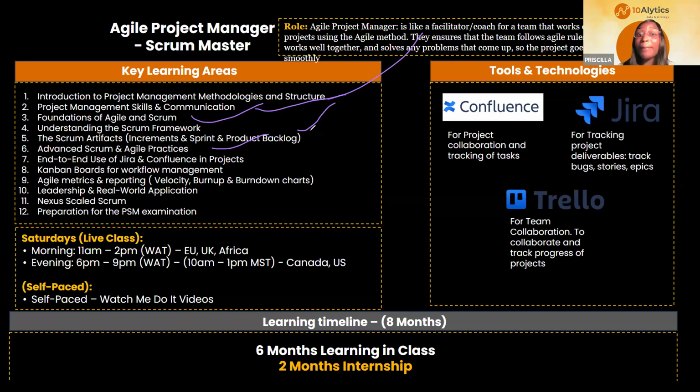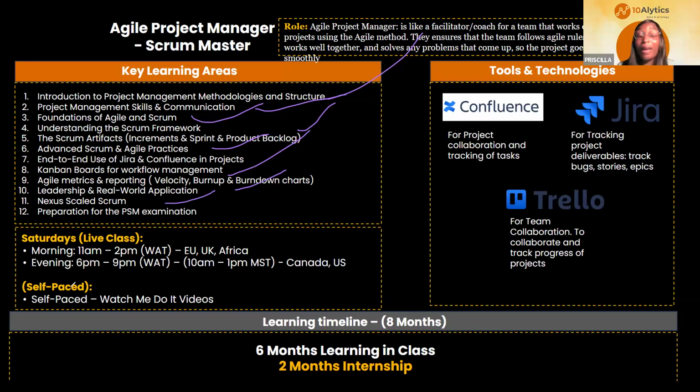Then you have Kanban boards for workflow management, Agile metrics and reporting. How do you tell the health of a project? Are we right on time? Are we behind schedule? How do you track deliverables? These are things that you get to learn right here in the Agile Project Management Program, right? Then you have leadership and real world application, Nexus Scaled Scrum. And at the end of the day, everything you've learned helps prepare you for the Professional Scrum Master examination.